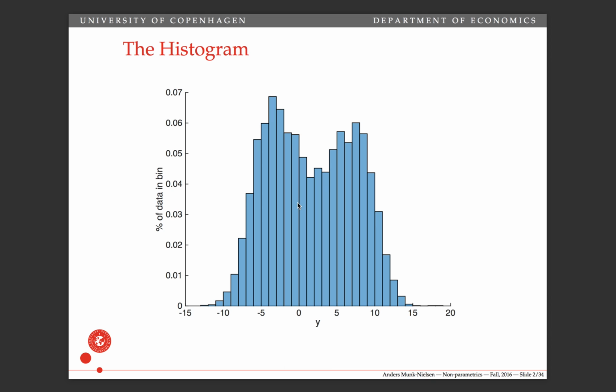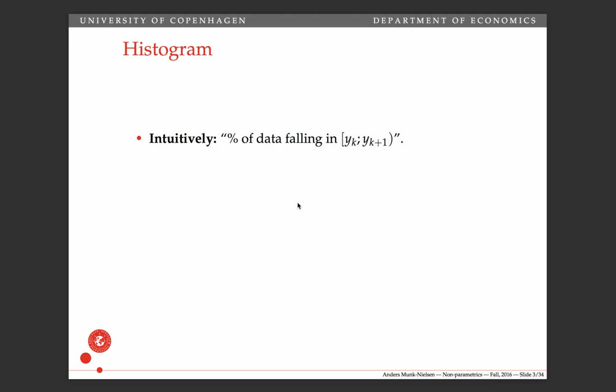So regarding density estimation, you know this very well from the histogram. This is actually an example of a fully non-parametric estimator where we're trying to estimate the probability density function of the underlying data. Intuitively, the histogram tells us what's the share of the data that falls into a particular interval.